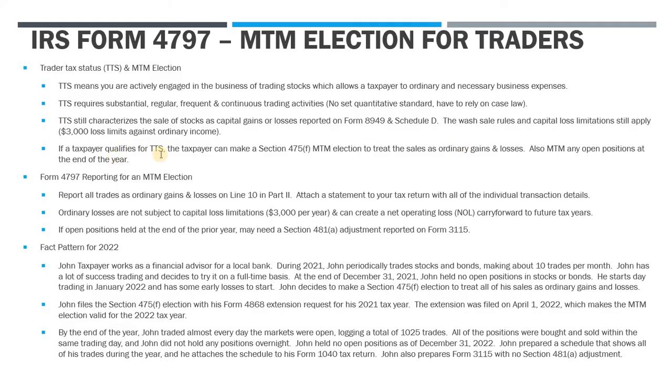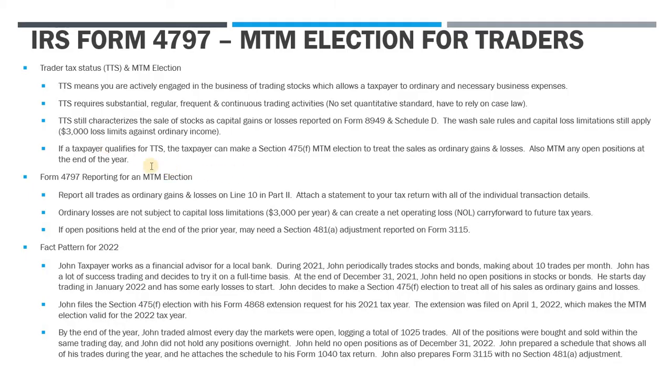Now, if you qualify for trader tax status and you deduct these ordinary and necessary expenses, the income element, so the sale of your stocks as short-term capital gains and losses, these are still characterized as short-term capital gains or losses. They're reported on 8949 and Schedule D. And you still have to worry about things like the wash sale rules and the capital loss limitations, right? So if you have losses that exceed your capital gains, you are limited to deducting $3,000 of losses against your other ordinary income. And this is where the 475F election helps taxpayers out that have some substantial losses.